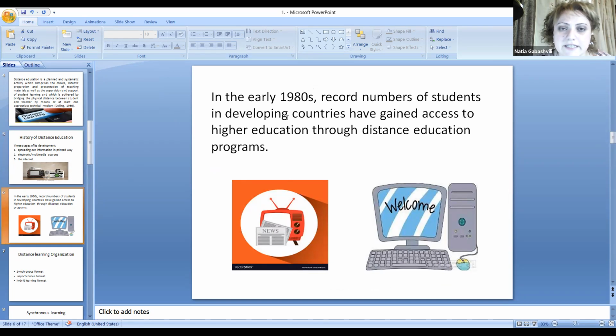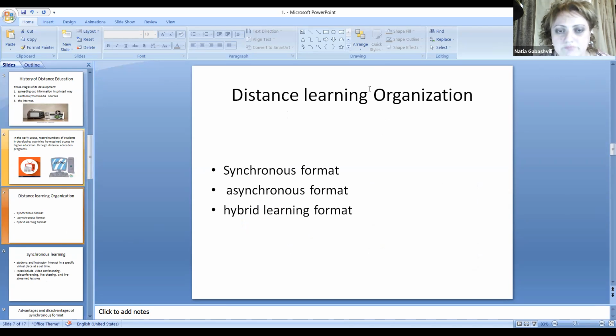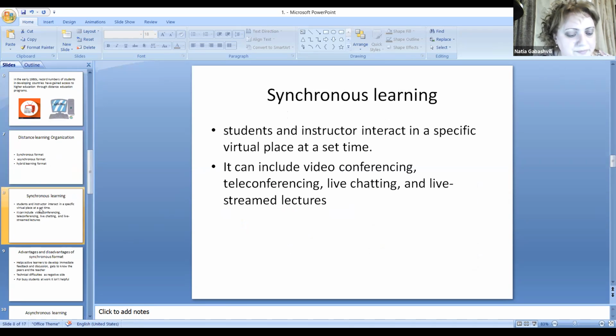In the early 1980s, record numbers of students in developing countries gained access to higher education through distance education programs, and they used TVs and radios for this. So distance education has its organizational forms. The main forms are three: synchronous format, asynchronous format, and hybrid learning format. So let's discuss each of them.